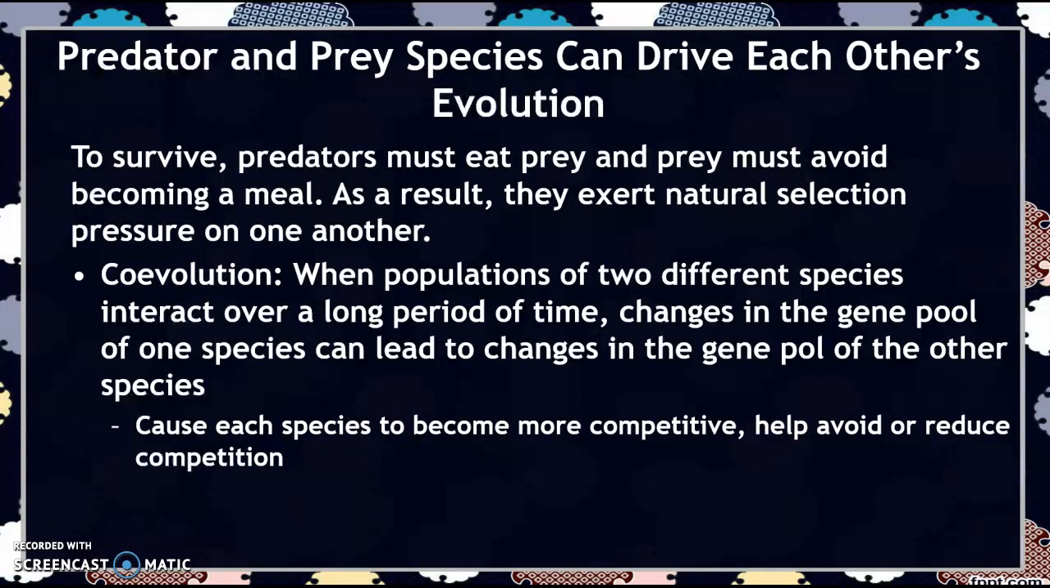As a result, they exert natural selection pressure on each other. And when this happens, we call this coevolution. This is when populations of two different species interact over a long period of time, which causes changes in the gene pool of one of the species, which will cause changes in the gene pool of the other species. This causes each species to become more competitive to help avoid or reduce competition with that other species.